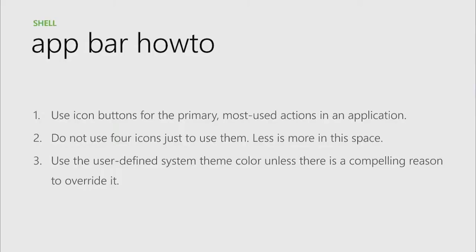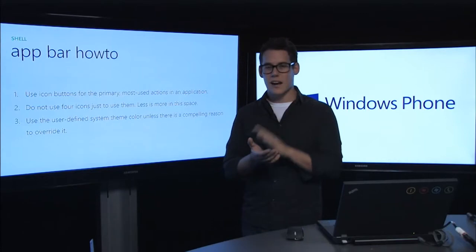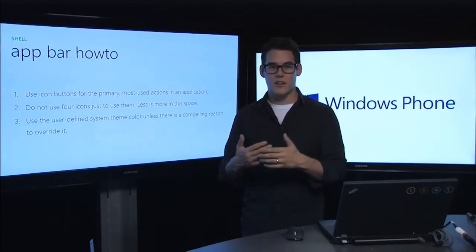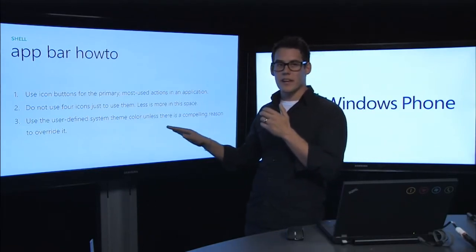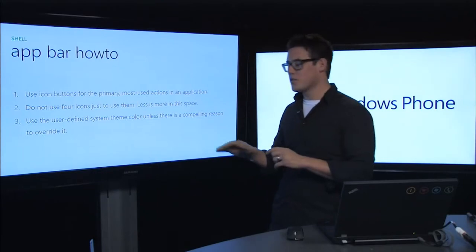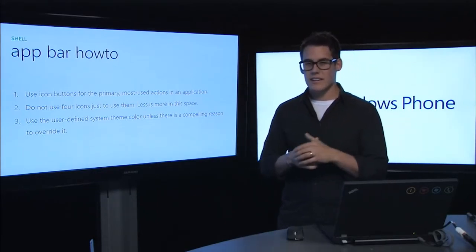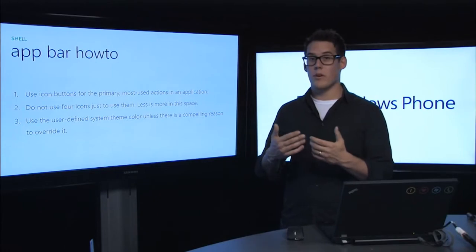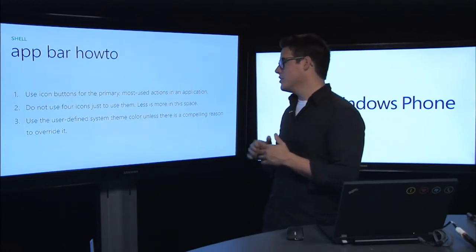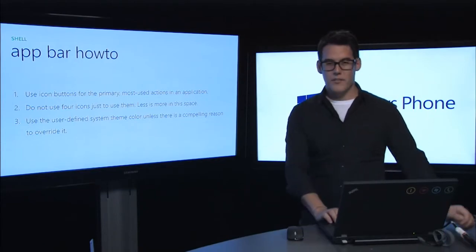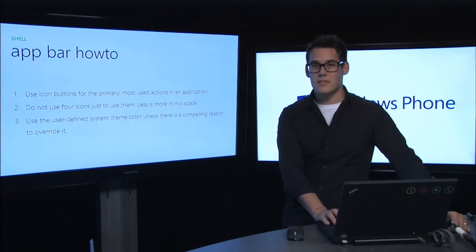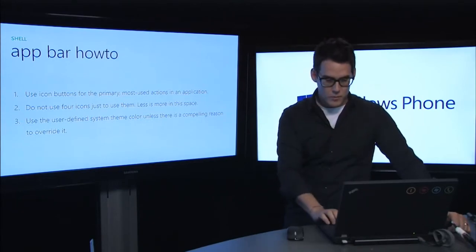And then use the user-defined system theme colors unless there's a compelling reason to override this. Later in this section, I'm going to talk about theming, how you can theme your entire application, and how Windows Phone supports light and dark themes, as well as accent colors. If you use the defaults, everything will work perfectly. The text will be legible. As soon as you start to tweak that, the use cases you're going to need to test go up and up. So by default, use the system defined theme colors if you can, but if you have a highly customized app, just put in the time to test it against light themes and dark themes. We'll get more to that in a second.